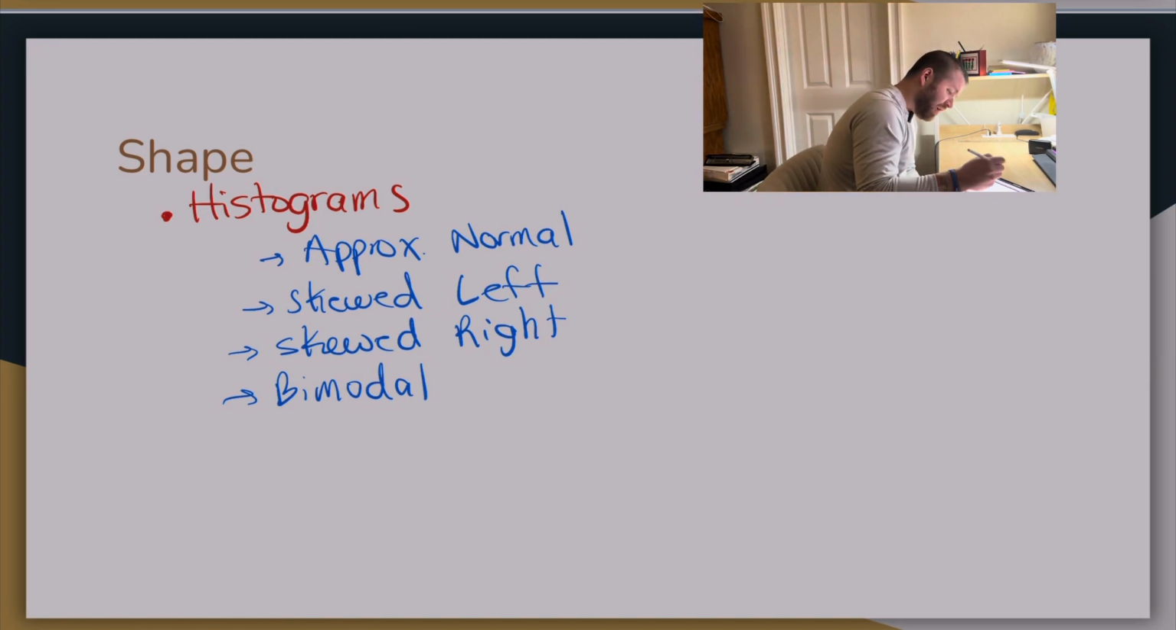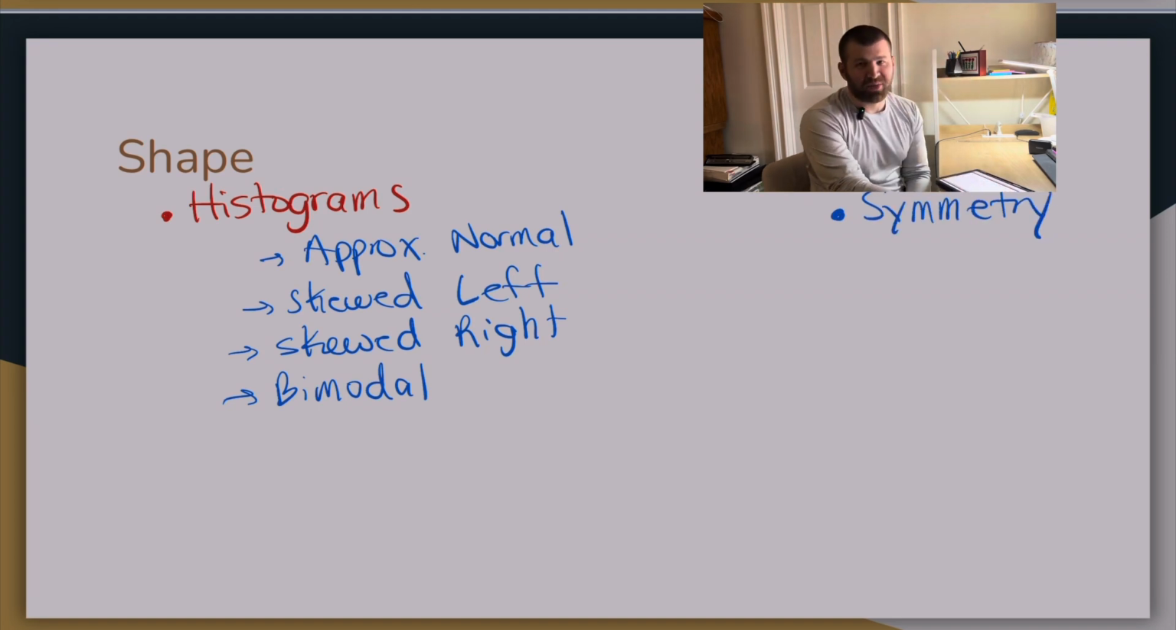Now, with a box plot, remember from the previous video, all we can talk about here is symmetry. So you either have a box plot that is symmetric or asymmetric or not symmetric.